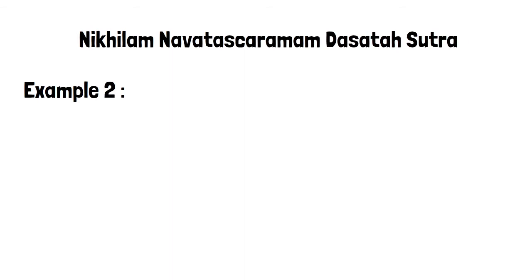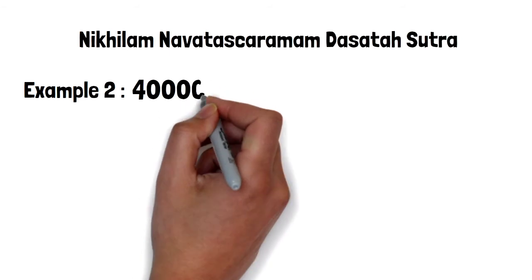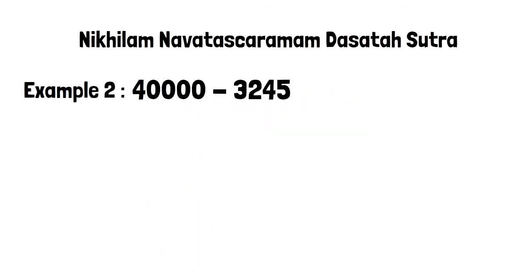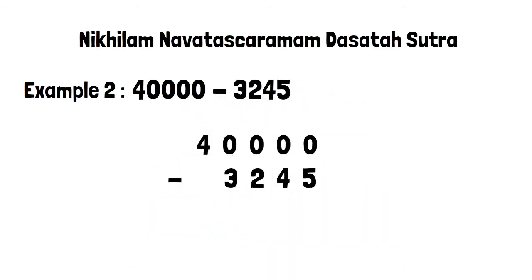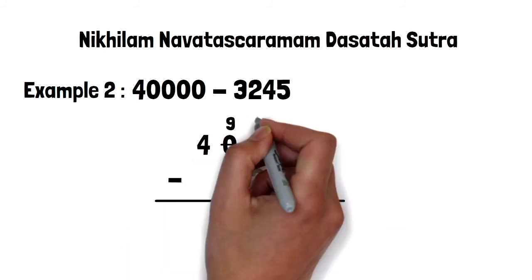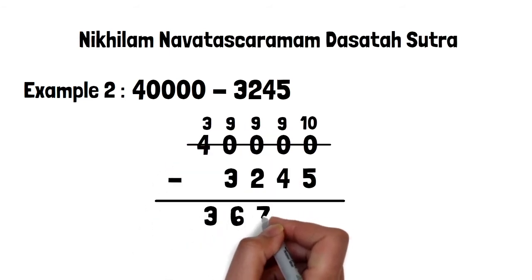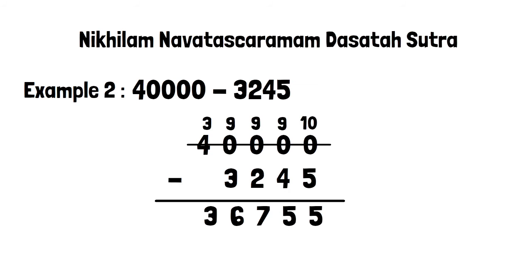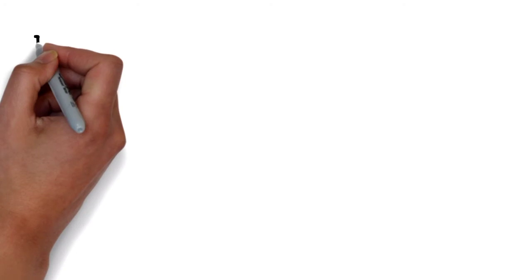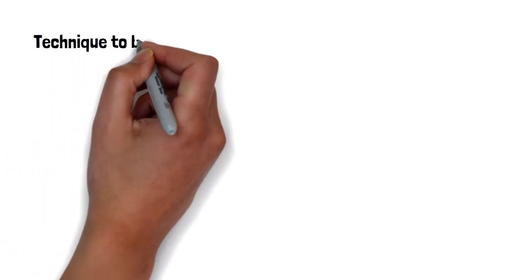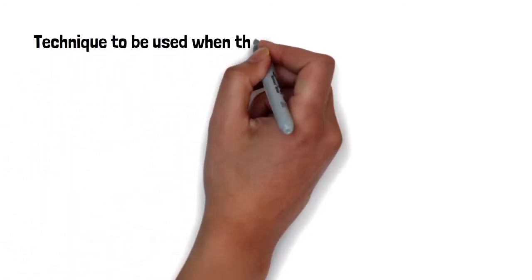Now let's repeat the same process with a multiple of 10. For example, 40,000 minus 3,245. Let's simplify it with the rules which I have already told, and now just subtract it and you can obtain the answer very easily. And the answer is 36,755.